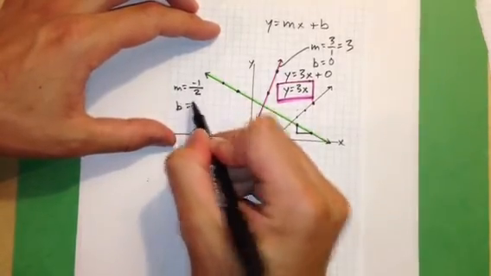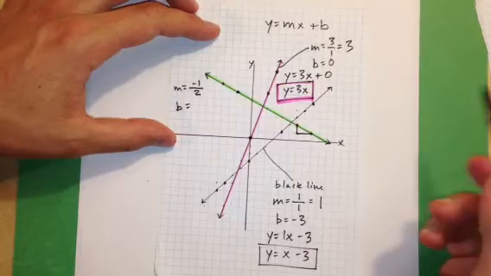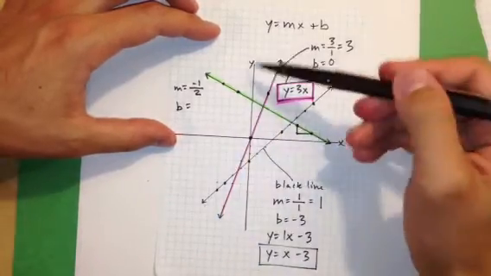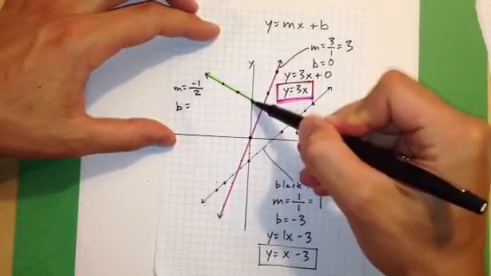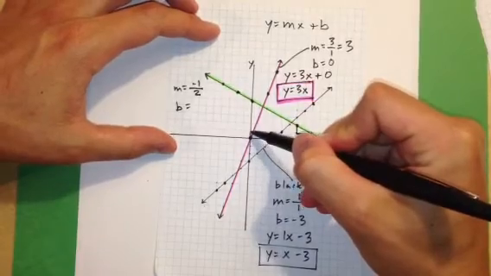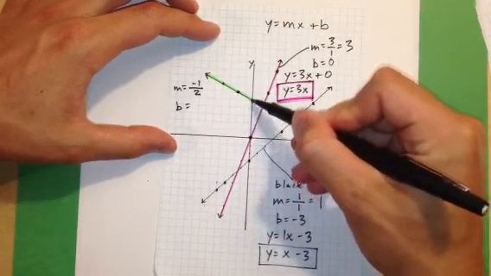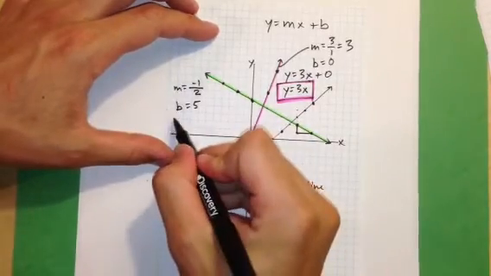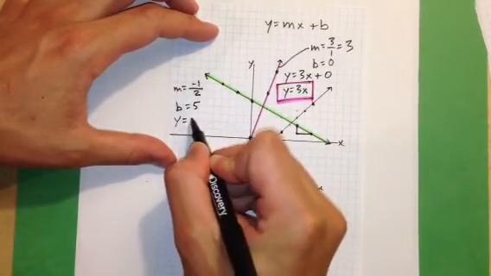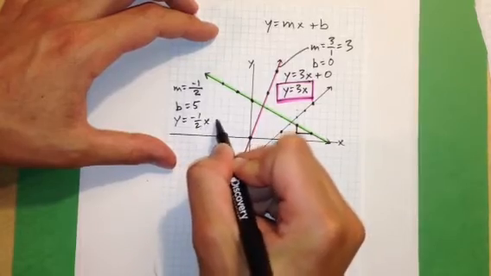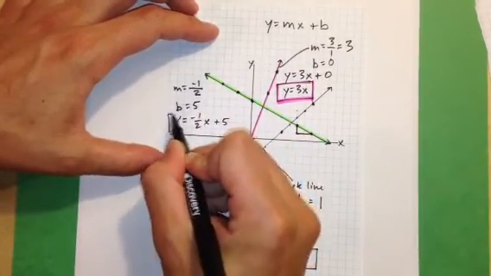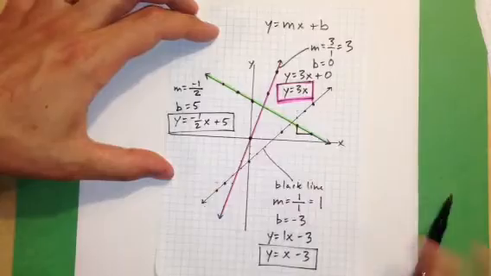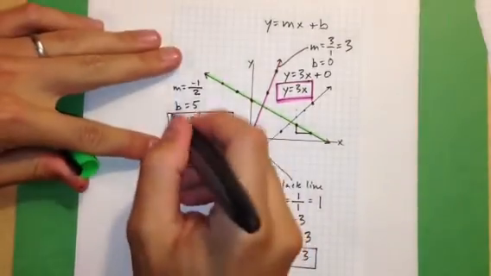Now, what's my b term? Where does the green line cross the y-axis? The green line crosses the y-axis right here. What value is that? That's positive 1, 2, 3, 4, 5. I have the slope and I have the y-intercept. The equation of this line is y equals negative 1/2 x plus 5. That is the equation of the green line in slope-intercept form.